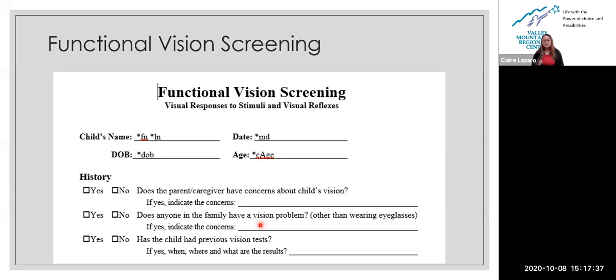So anytime you have that in the family, that is also a concern that we want to point out. And we want the pediatrician and the primary provider to be aware of that so they can follow that whenever they're doing that vision screening during the well child checkup. And then we also want to know if the child has had previous vision tests, and what the results are in here.